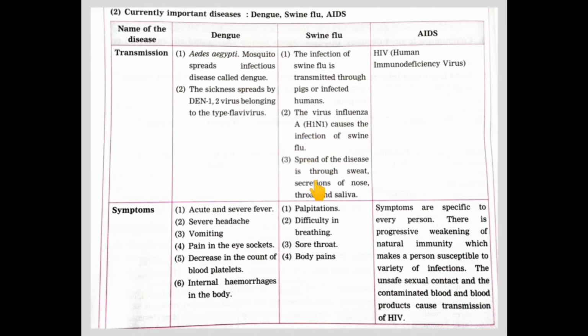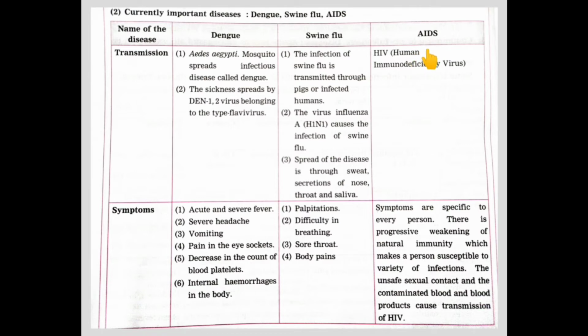Spread of the disease is through sweat, secretion of nose, throat and saliva. And what are the symptoms in case of swine flu? Palpitations, difficulty in breathing, sore throat and body pains.